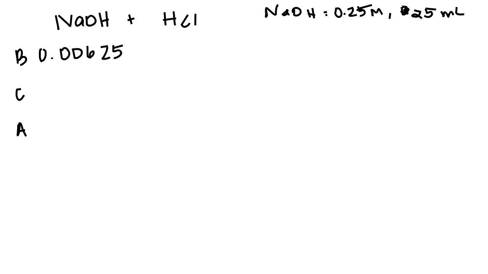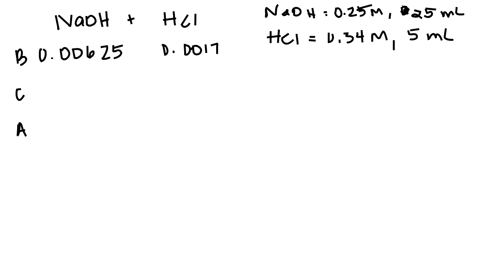For our HCl, we're going to start with letter A, which said we are adding 5 milliliters of titrant. So for the HCl, we're told that it is a 0.34 molar solution. We're adding 5 mils. So that is equal to 0.0017 moles.